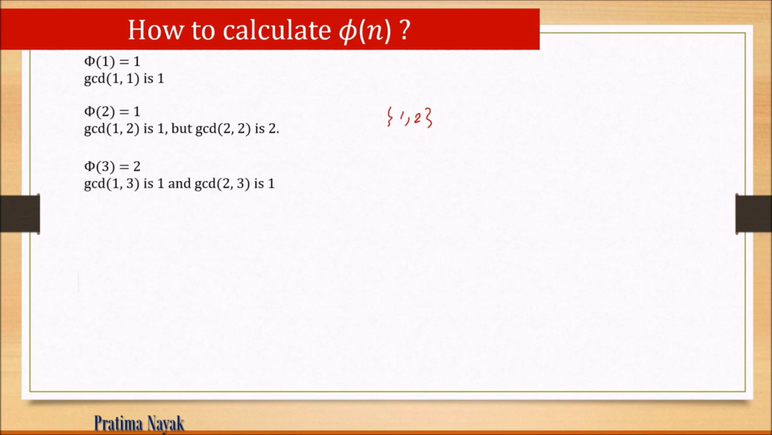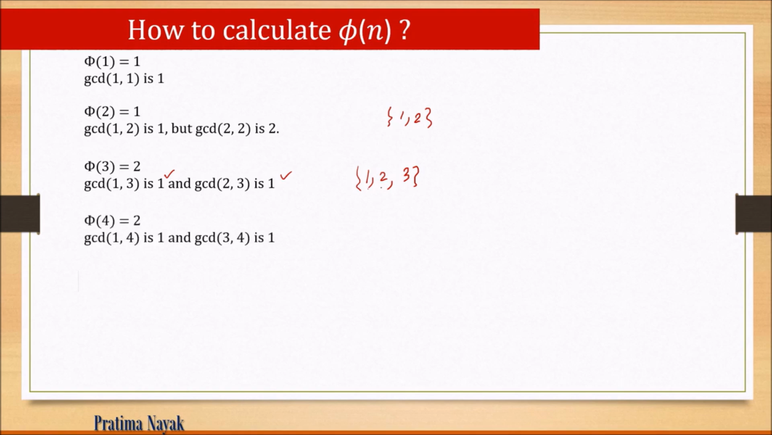Next is phi of 3. Phi of 3 means we'll take 1, 2, 3. So 1 with 3, they are co-prime. So that is 1. Then 2 and 3 is another one, but 3 and 3, GCD is not 1, so it is not considered. So there are two counts. Here 1, here 1. Or we can say 1, 2 are counted.